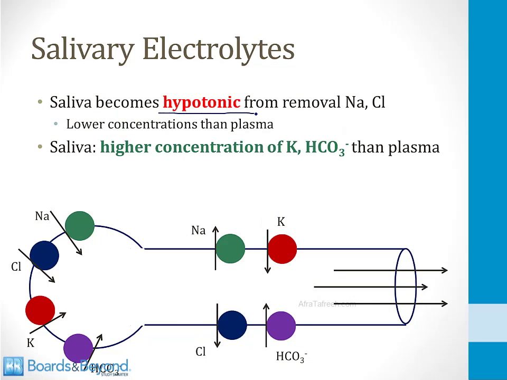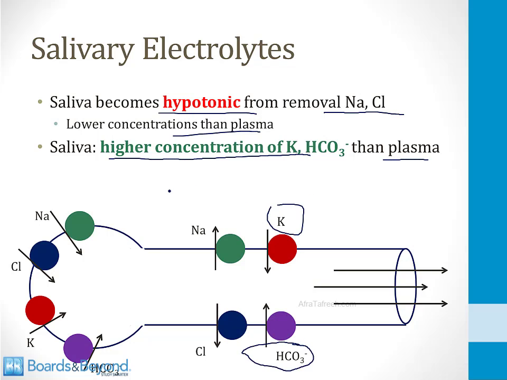Saliva becomes hypotonic relative to plasma because of the removal of sodium and chloride by ductal cells. There is a lower concentration of sodium and chloride in saliva than in plasma. Saliva also has a higher concentration of potassium and bicarb than plasma, and that's because of secretion of potassium and bicarb by the ductal cells.